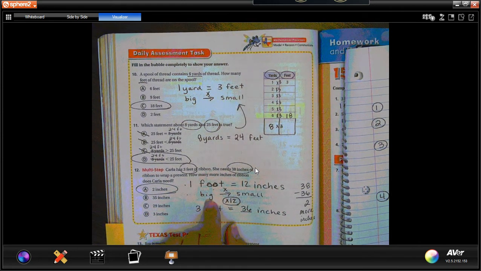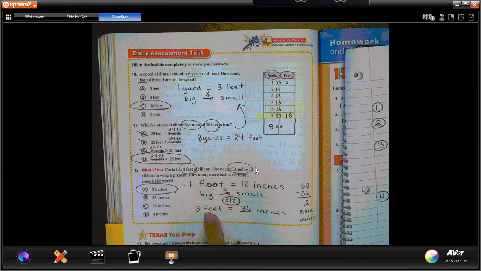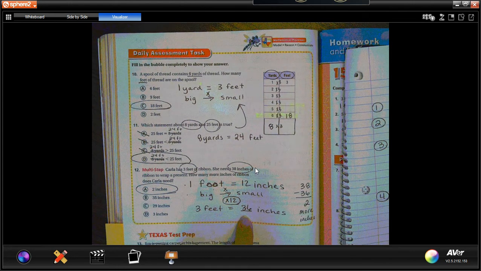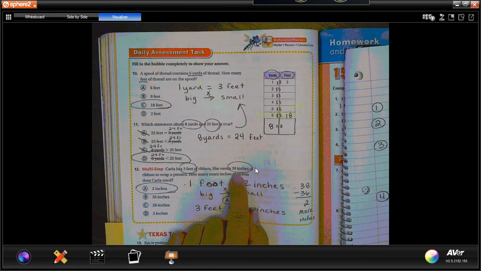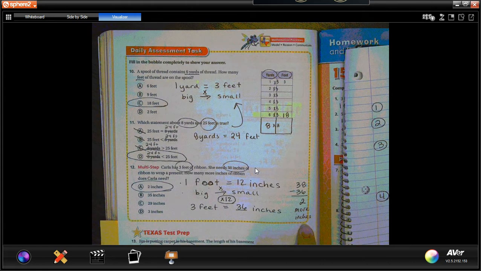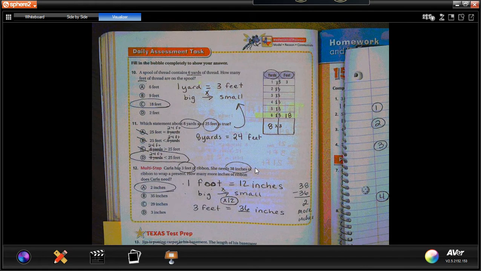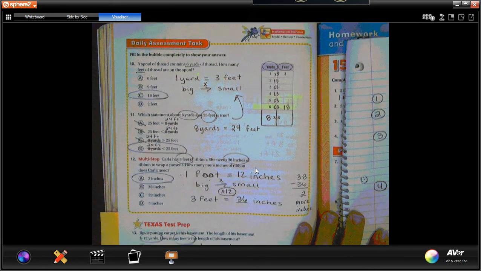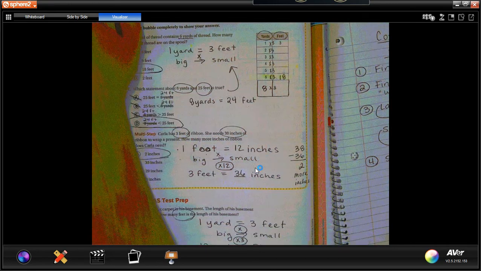Here we're going from a big unit to a small one because a foot is bigger than an inch, so we're going to multiply. We take this 12 and multiply it by the 3 feet, and that tells us how many inches we have. If 3 feet is the same as 36 inches and she needs 38, she's going to need 2 more inches before she has enough to wrap her present. So we needed to subtract what she has from what she needs.